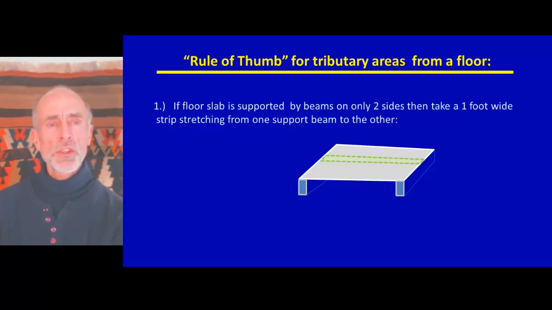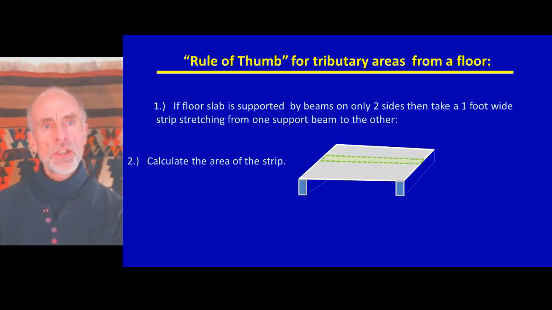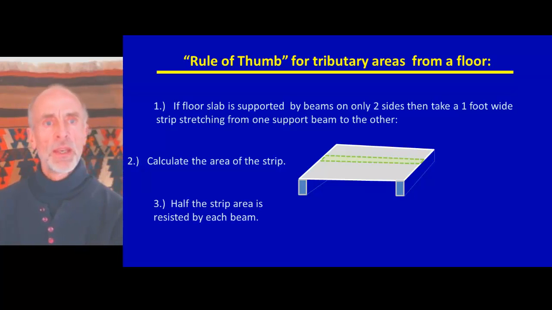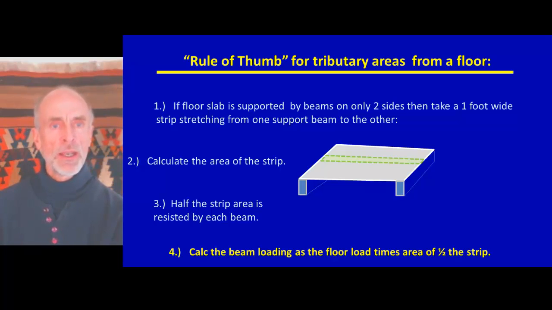Very small. When we have loads applied over large areas, like a uniform load when a floor is filled with people, we can use a rule of thumb to estimate where those loads go or what they do. The first rule of thumb is for floors on beams. If a floor slab is supported by beams on only 2 sides, then take a 1 foot wide strip stretching from one support beam to the other. Calculate the area of the strip. Half the strip area is resisted by each beam.